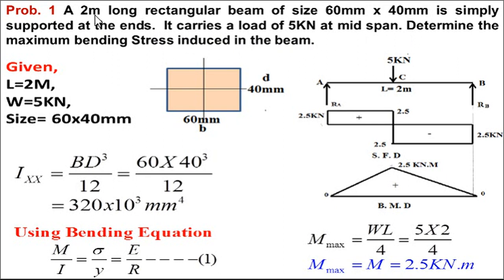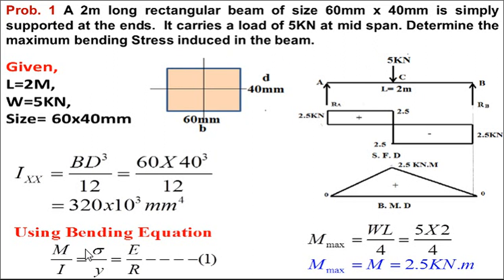Now, what is given here? Length of the beam is given as 2 meter. Size of the beam is given as 60 mm by 40 mm. So this first dimension is width and second dimension is depth. Simply supported at the ends means this beam is simply supported of length 2 meter and it carries 5 kilonewton point load at the center. Determine the maximum bending stress induced in the beam.